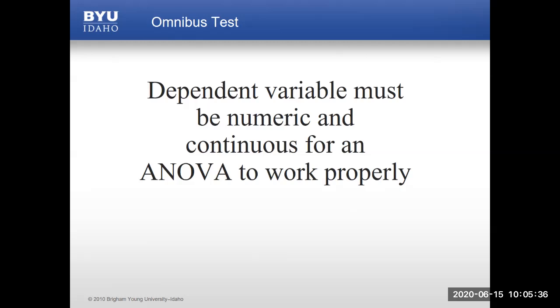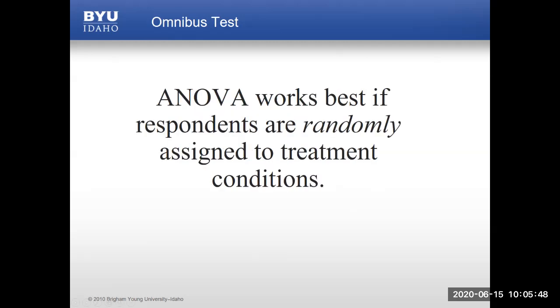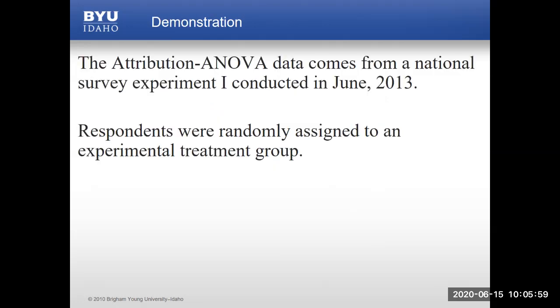But if what you have is race and you've got multiple racial options, or it's income and you've got income categories, or it's age categories, then you do an ANOVA. I think ANOVAs work best when you're analyzing an experiment of some kind, when people are randomly assigned to those different experiment conditions. So I'll use that as an example.